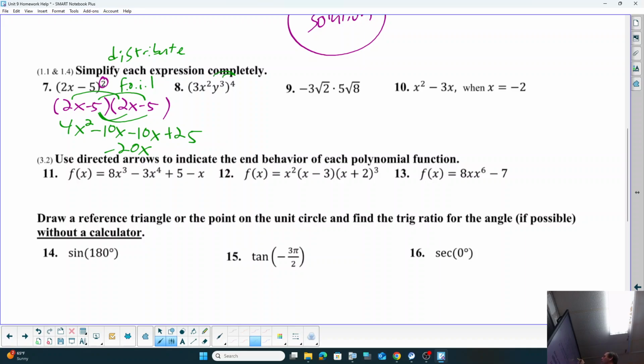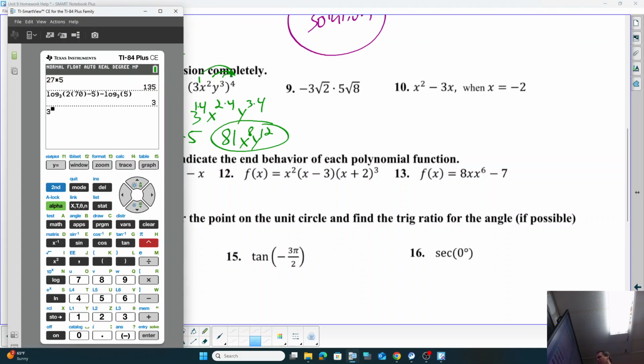Distribute the 4. That's 3 to the 4th power, x to the 2 times 4, y to the 3 times 4, and 1 times 4. So that would be 3 times 3 is 9, times 3 is 27, times 3 is 81. x to the 8th, y to the 12th. Is that right? 3 to the 4th power.